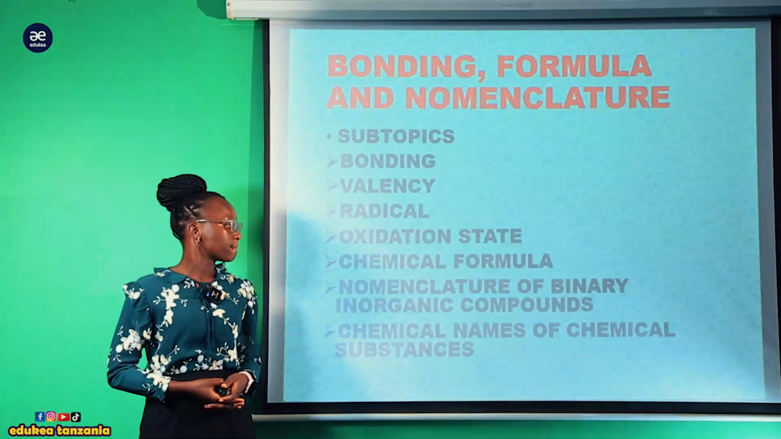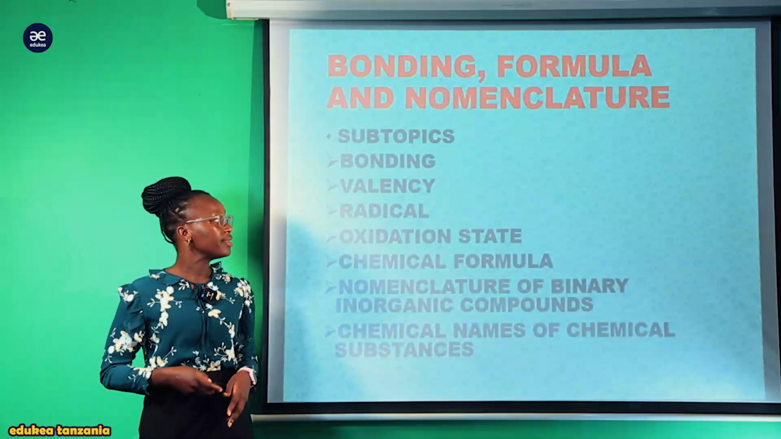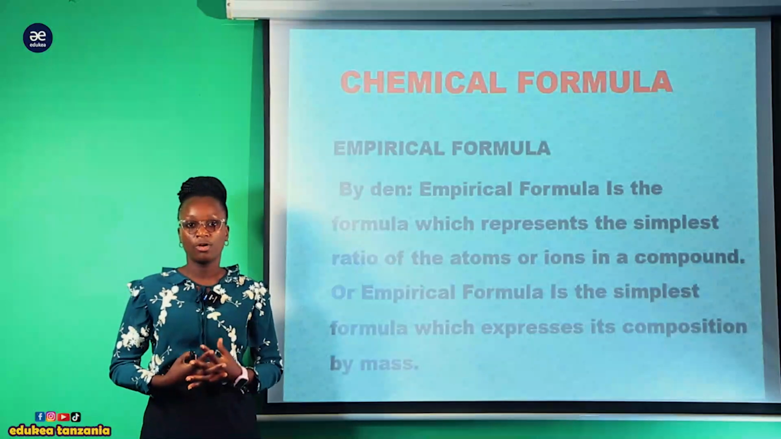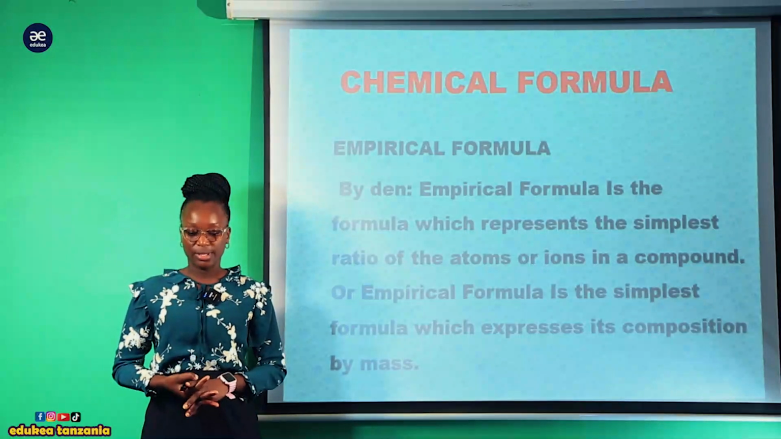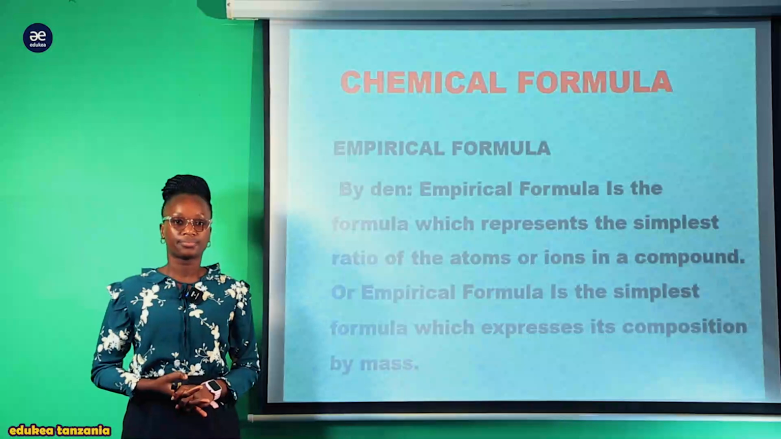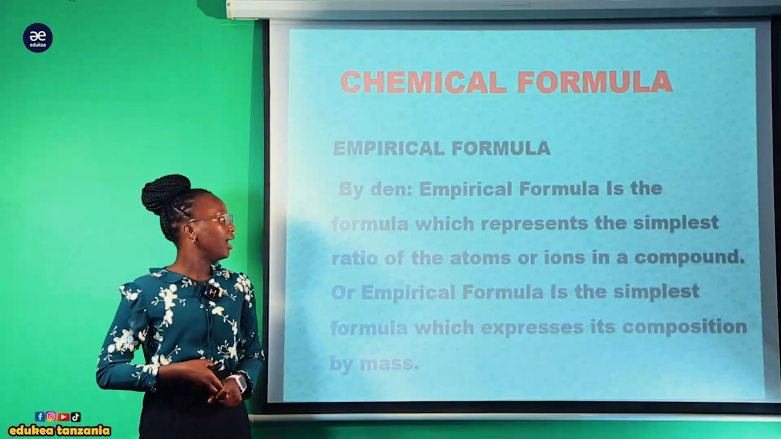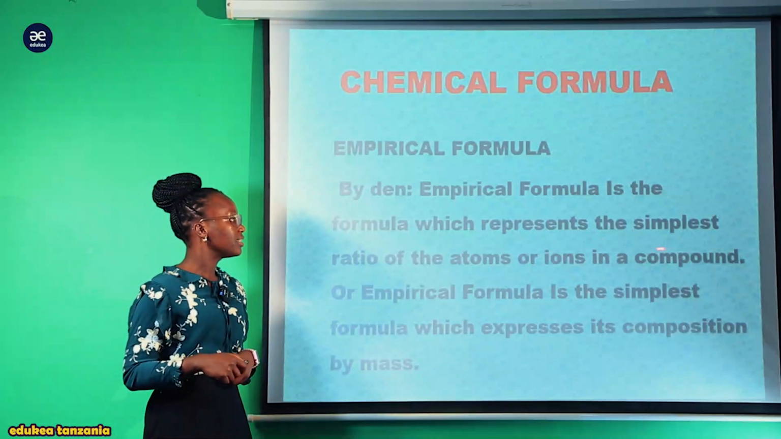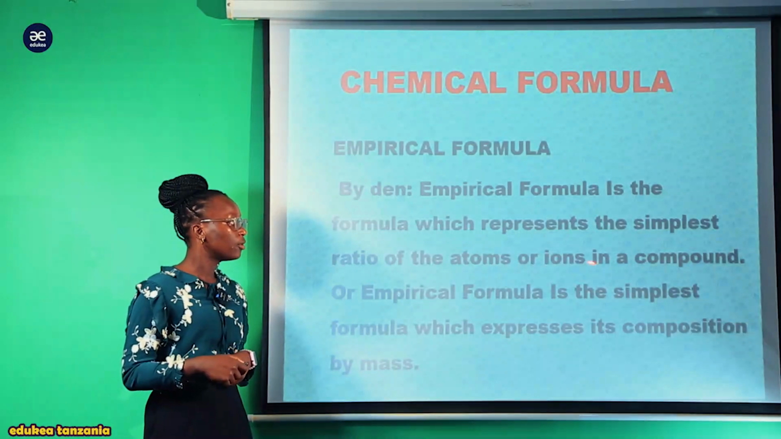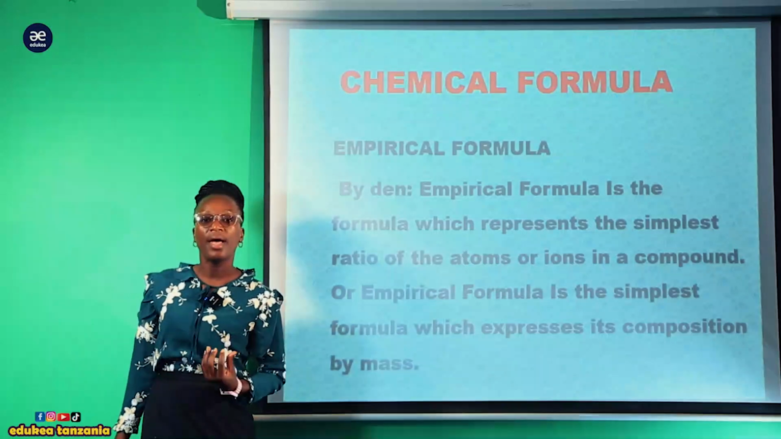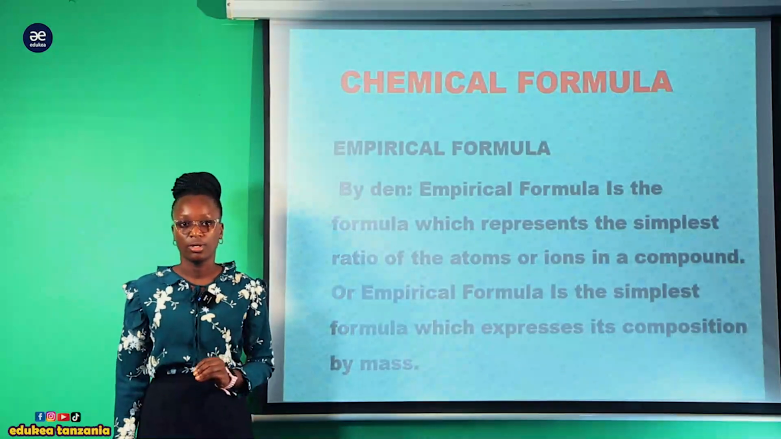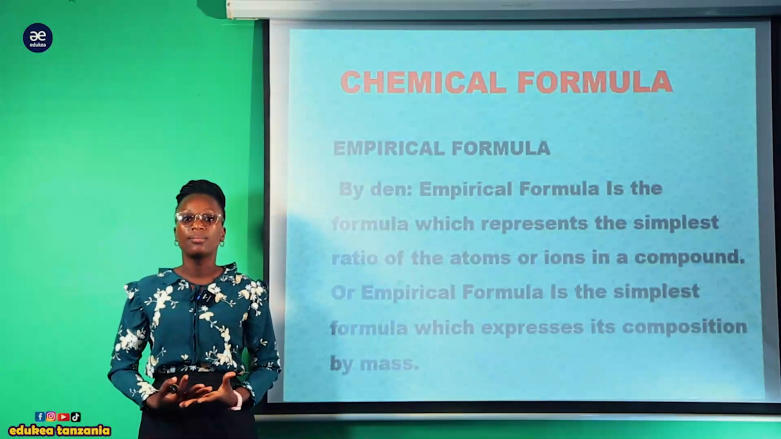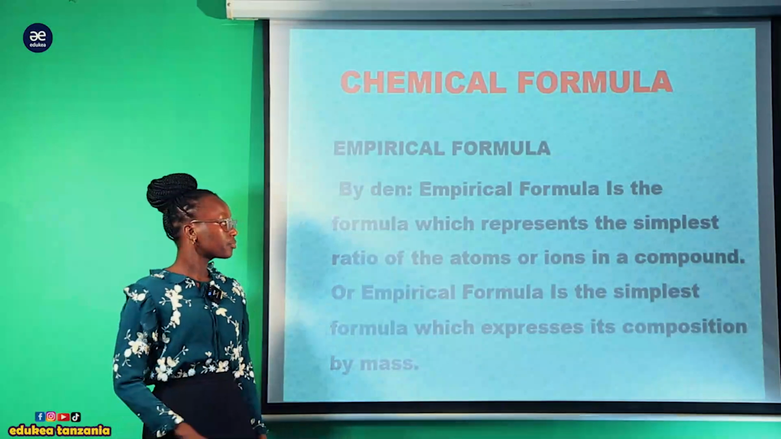And today we are going to look at those three types of chemical formulas, and we are going to start with the empirical formula. When we talk about empirical formula, it is the formula which represents the simplest ratio of the atoms or ions in a compound. Kwamba yenyewe inawakilisha ile simplest ratio ya compound au ya atom katika ile compound.